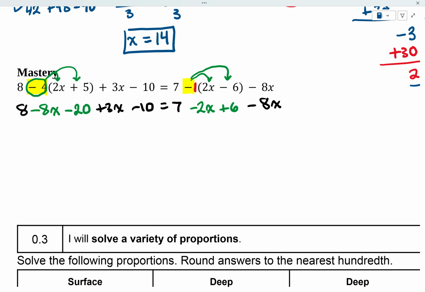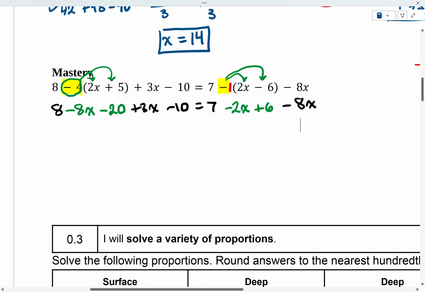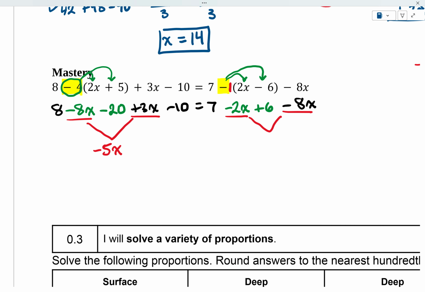Okay, now let's start combining like terms. So when we do that, let's look for maybe the variable term. So -8x on this side and +3x. If those variables are on the same side, we need to combine them. You don't have to move them to the other side. Let's just simplify right now, okay? So that's going to be 8 negative x's, 3 positive x's. You're going to be left with 5 negative x's, okay? Over on the right side, we've got 2 negative x's and 8 negative x's. So combined, you're going to have a total of 10 negative x's.